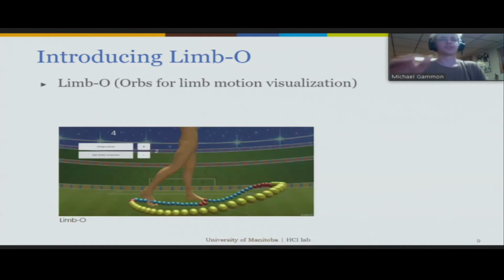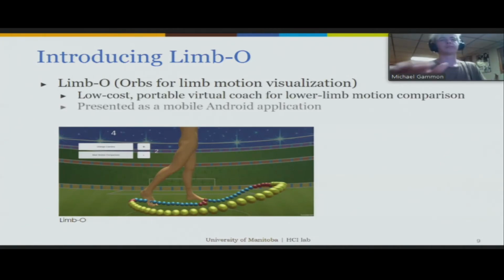So with these motivations in mind, we introduced our technology Limbo, a novel solution for the real-time comparison and coaching of lower limb motion in humans. So Limbo in its current form is presented as an Android application, which is designed to act like a virtual coach for sports activities primarily involving the lower body. With this application, we aim to find a way to quantify the similarity between a user's attempt at a given motion and a ground truth input for that same motion in real time. We also automatically provide feedback as to where improvement is needed.